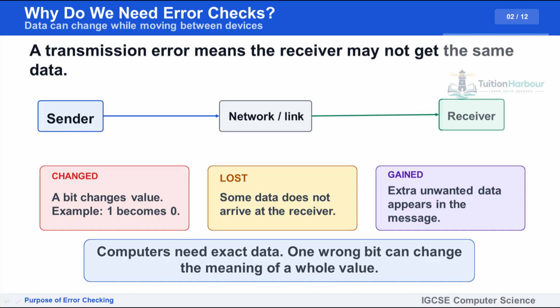Why do we need error checks? When data is sent from one device to another, it may not always arrive correctly. A bit may change from 0 to 1. A bit may change from 1 to 0. Some data may be lost. Extra data may also be added by mistake. For computers, even one wrong bit can change the meaning of the data. That is why error checks are used in data transmission.